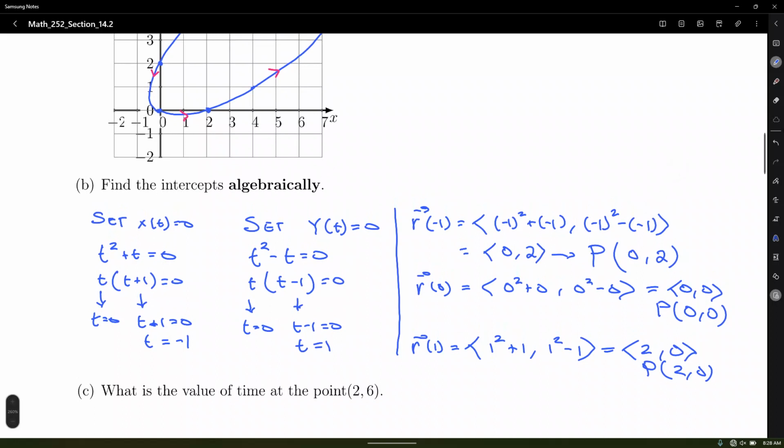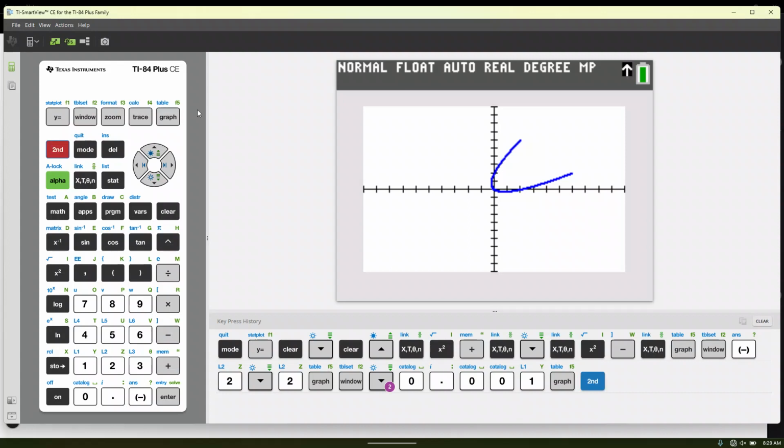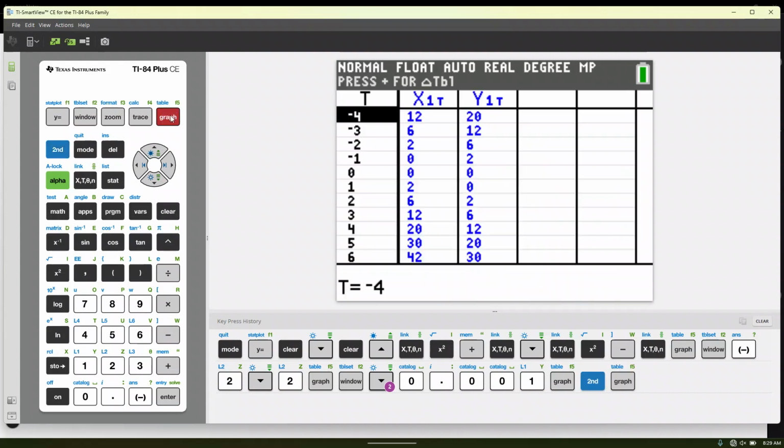Now, if you want to verify this using your graphing calculator, you might want to go to your graphing calculator and click on second table to get a table of values. Notice how you get the point (0, 2) for t equals negative 1, (0, 0) for t equals 0, and for positive 1, you get (2, 0). You get the three intercepts. They're actually pretty much neighbors, because they're nice integer values of t.